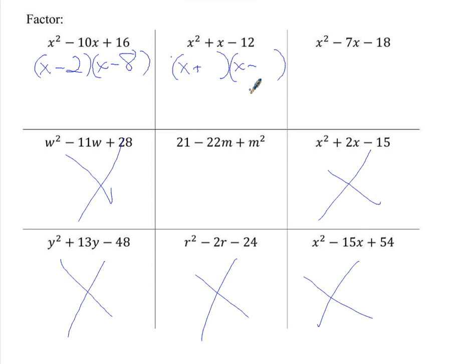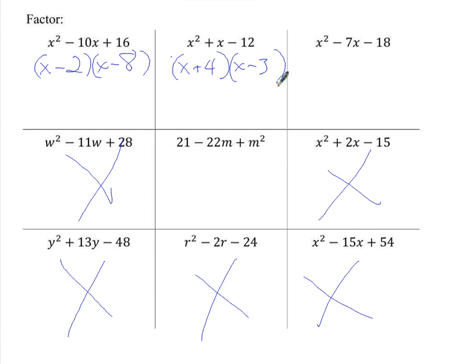Just start thinking of numbers that multiply to give you 12. 1 times 12. 3 and 4. There you go. Which one's positive? The 4 has to be positive. The 3 is negative. Check it to make sure. 4 times negative 3 is negative 12. 4 plus negative 3 is positive 1, so that's correct.